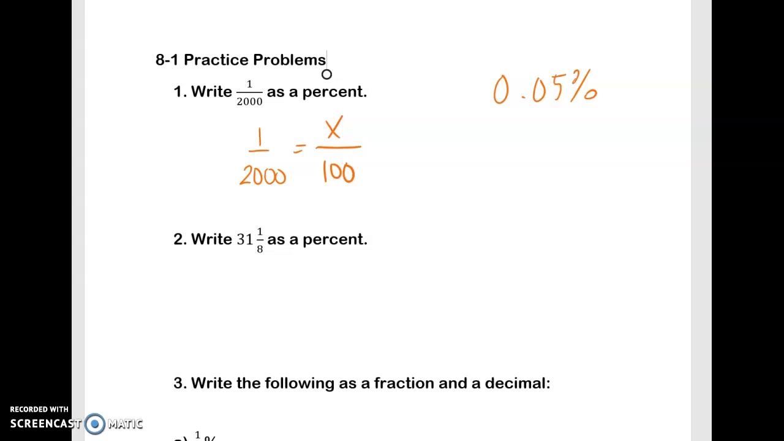Or I can work it out, multiplying both sides by 100. I get 100 equals 2,000 x, divide both sides by 2,000. I would get 100 divided by 2,000. That would give me 0.05. Same thing. So 0.05% for number one.